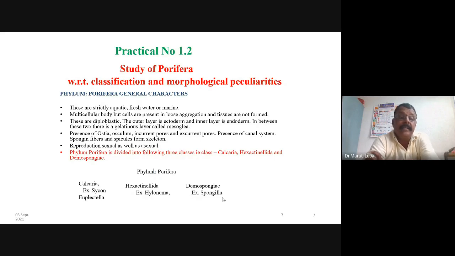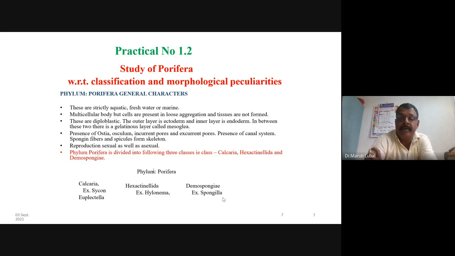In the Porifera, these are the general characters, and in phylum Porifera there are different classes: Calcarea, Hexactinellida, Demospongia. We will see the general characters of the Porifera. These are strictly aquatic, freshwater or marine animals. Multicellular body, but cells are present in loose aggregation and tissues are not formed. These are diploblastic, two-layered.